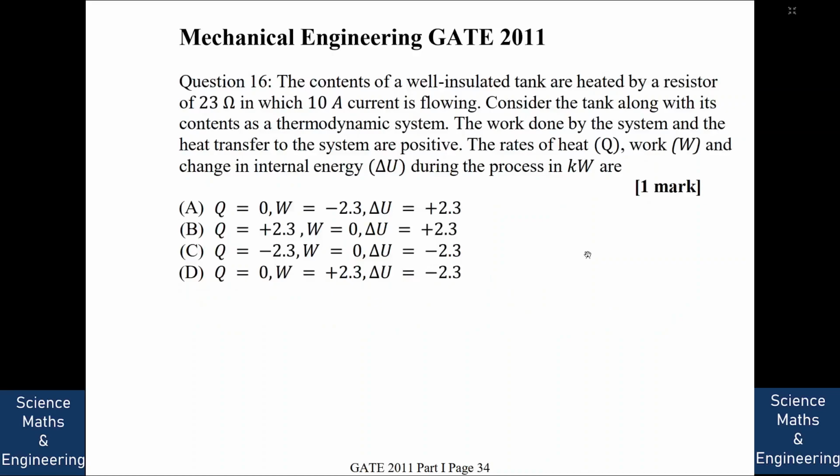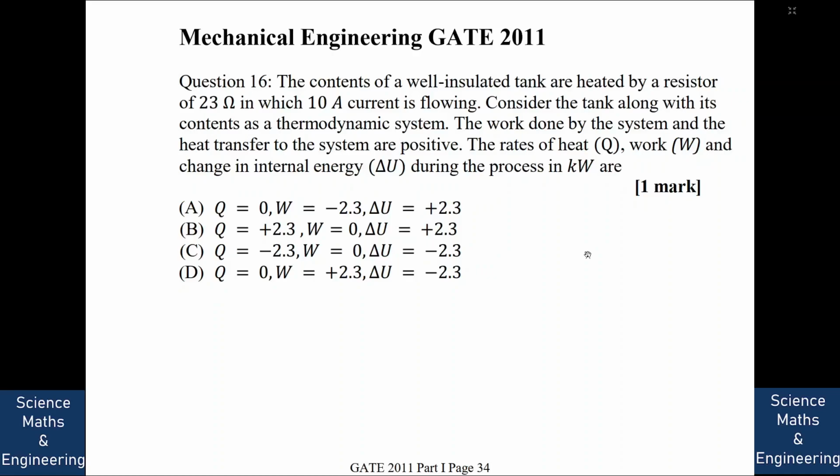The contents of a well-insulated tank are heated by a resistor of 23 ohm in which 10 ampere current is flowing. Consider the tank along with its contents as a thermodynamic system. The work done by the system and the heat transfer to the system are positive. The rate of heat, work, and change in internal energy during the process in watt are.